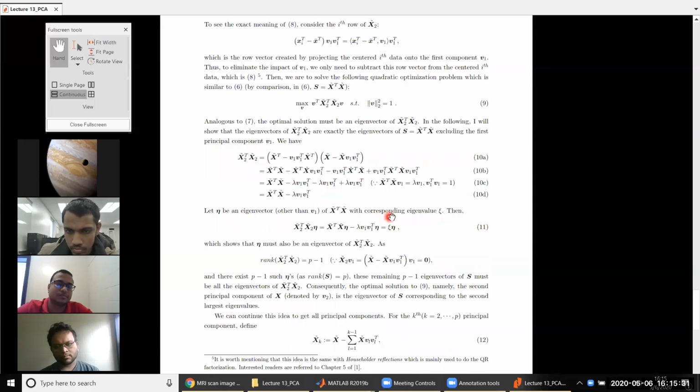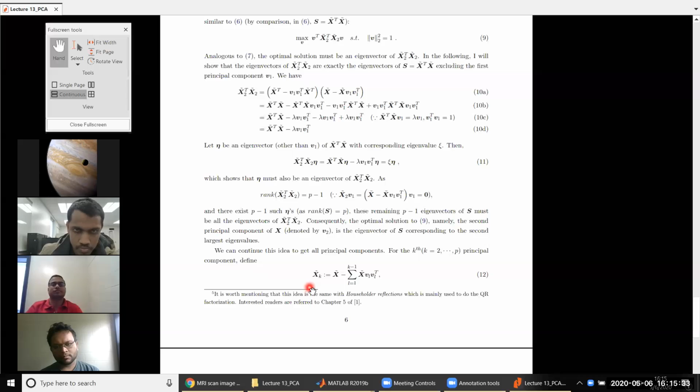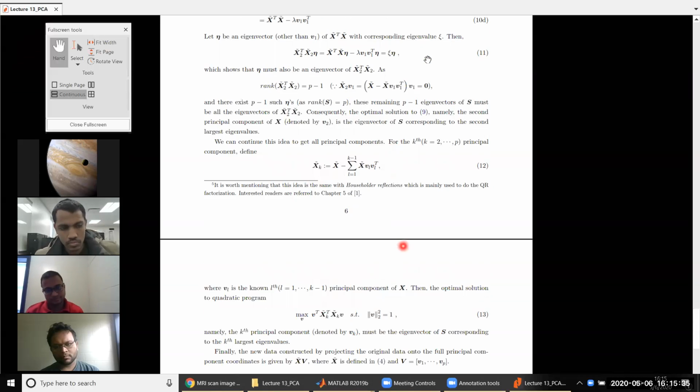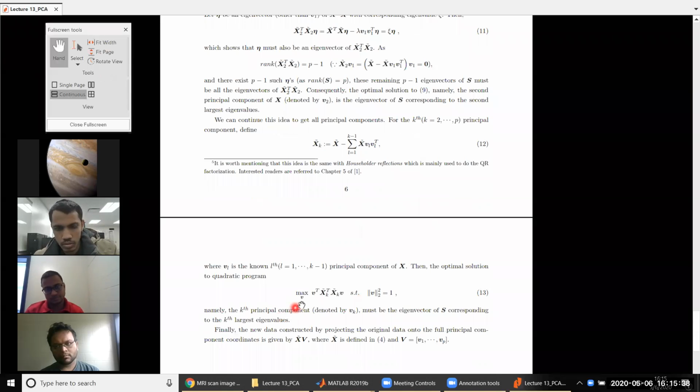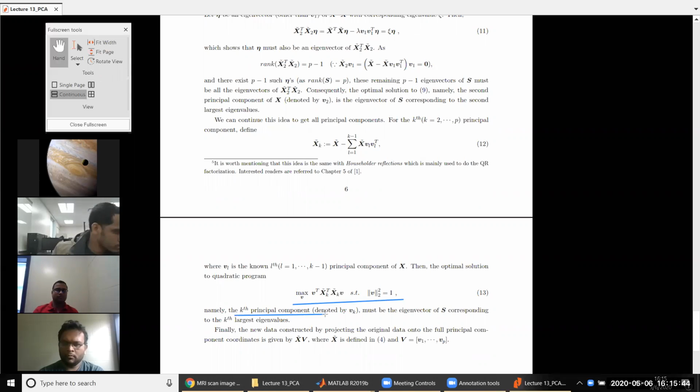How about the case one? Exactly the same. You define the xk tilde in this way, and then you repeat the process here. You try to solve this problem, okay? And it can be shown that the kth principal component must be the eigenvector of S corresponding to the kth largest eigenvalue. And hence, I have already calculated all the eigenvectors, in other words, all the principal components.